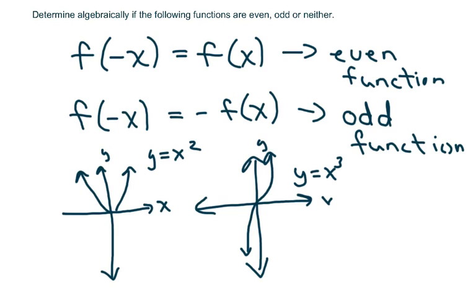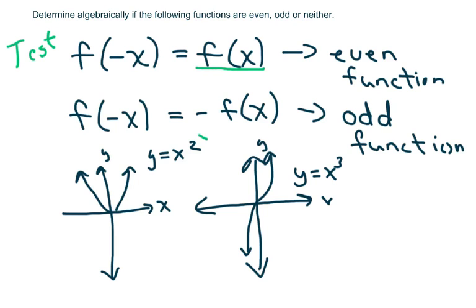Hi everyone. We're going to determine algebraically if the following functions are either even, odd, or neither. So basically the test we're going to use is to check for f of negative x. If we get back the original function, it's even. If we get the negative of the original function, then it's odd.